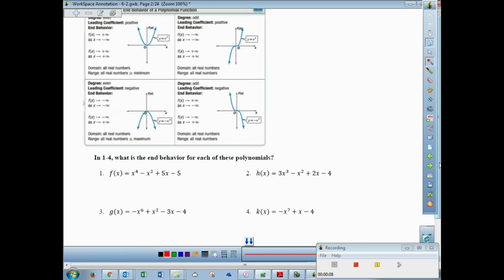So very simple things that they're asking us here on these first four problems. They say, what is the end behavior for each one of these polynomials? You used to describe it as x approaches infinity, f of x approaches negative infinity, or something like that. We will not be doing that. We will make a little sketch of these situations.